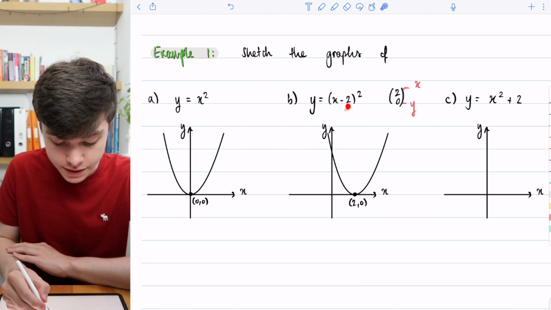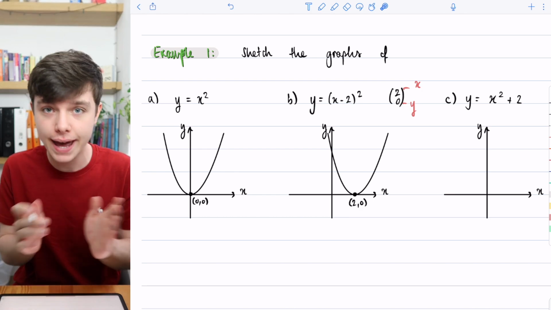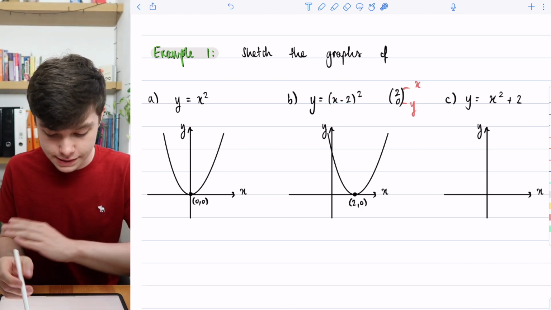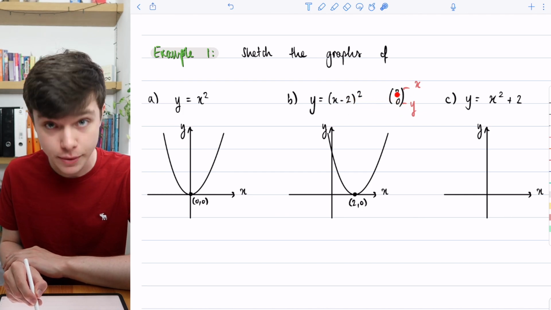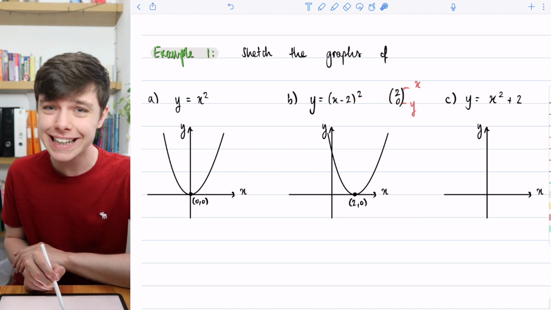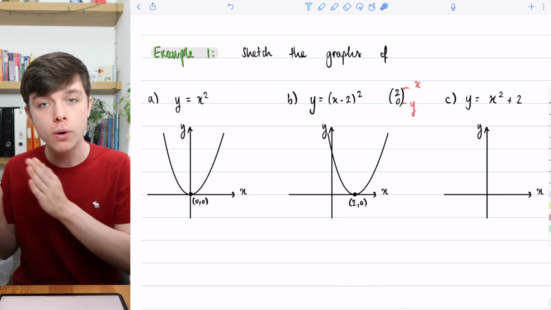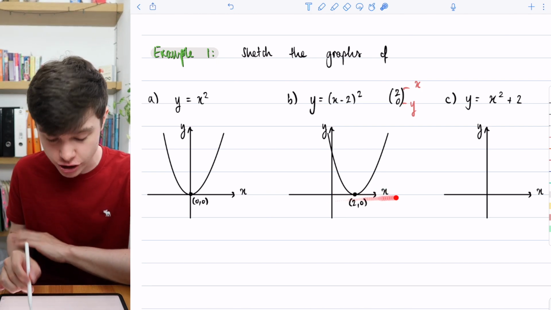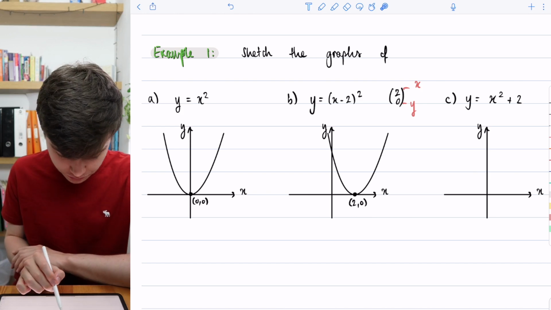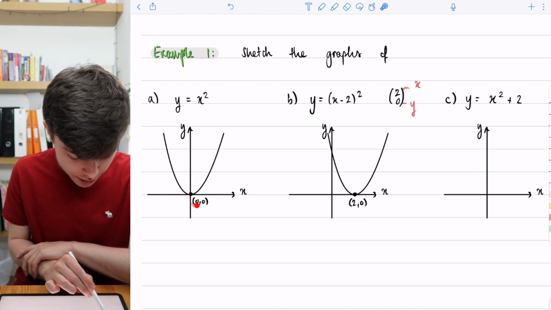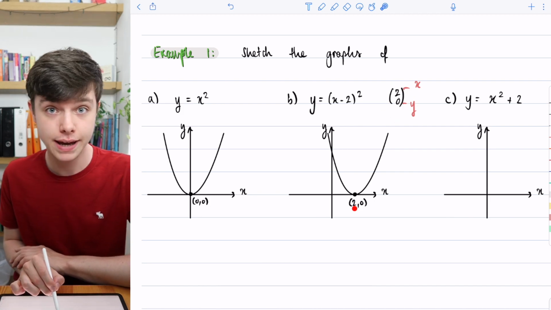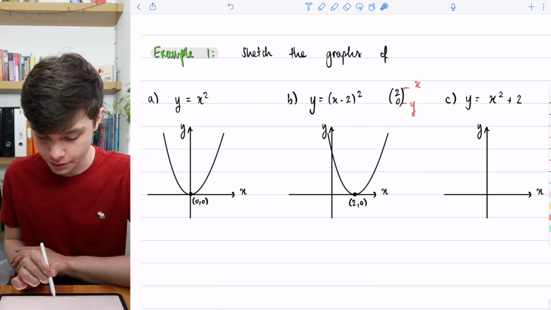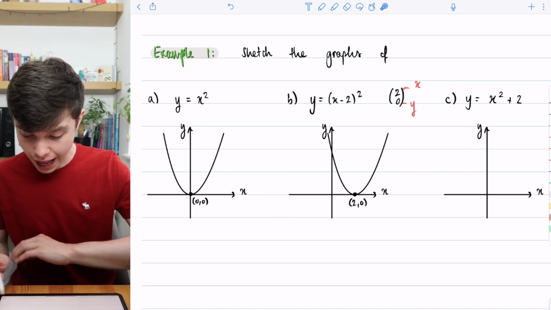And because we've got this -2 inside the bracket, we're doing a horizontal translation by the vector 2, naught, because it was negative here, so it becomes positive. And we moved basically every x point 2 in the positive x direction, 2 to the right, okay? So the turning point here was at 0, 0, so translating it by this vector will make it 2, naught. Okay? All right, let's have a look at part C.